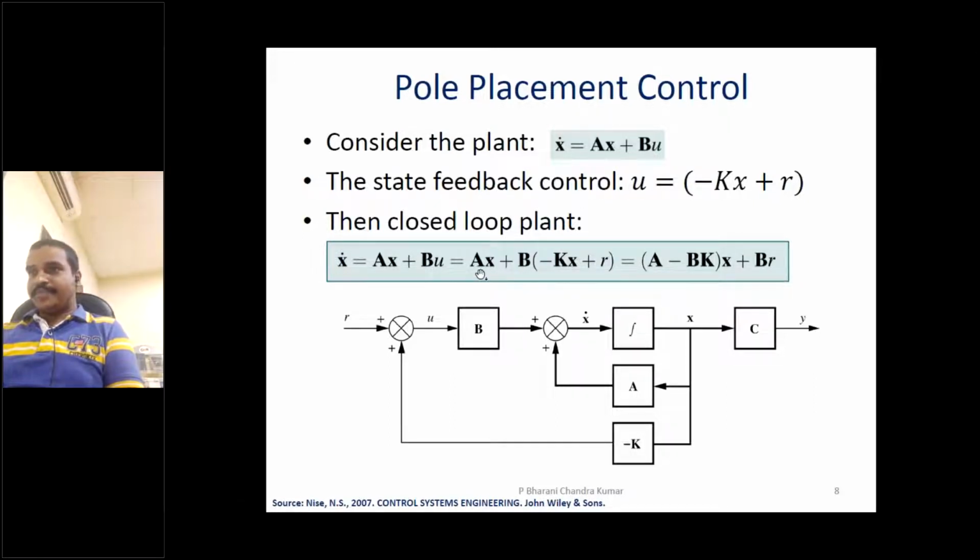Please understand. So ax plus b into u. So this u, if I'm substituting whatever this control structure here, then if I'm rearranging, what I'm getting is a minus bk into x plus b into r. So now instead of a, my closed loop system has become a minus bk.